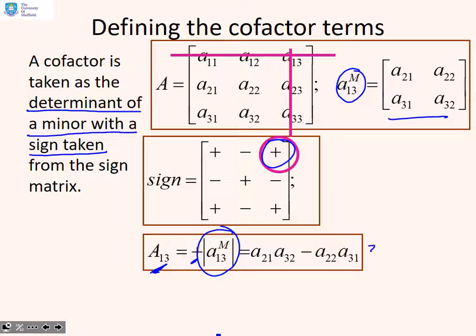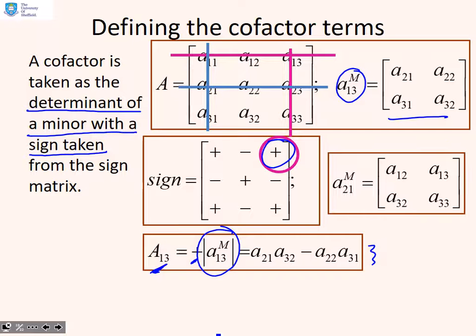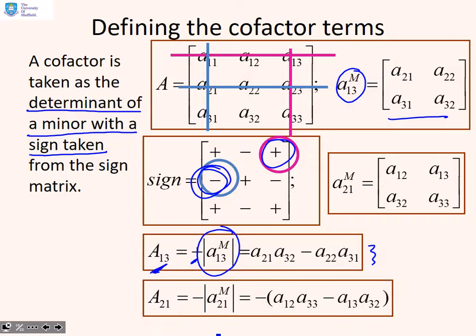And in this case, it's a 2 by 2 determinant. We can write it explicitly. What if we wanted to do A21? So again, we define the minor A21, and then we look at the sign for this position, which here is a minus, and therefore the cofactor A21 is minus the determinant of the minor A21.